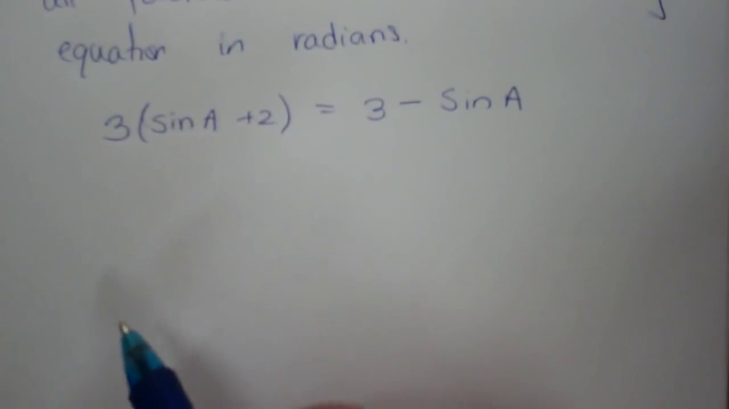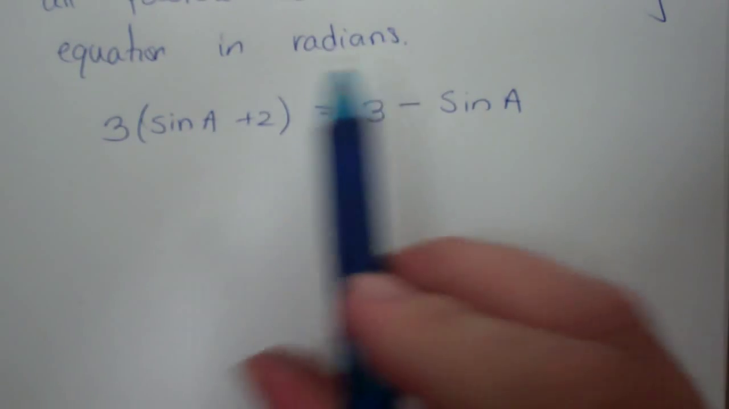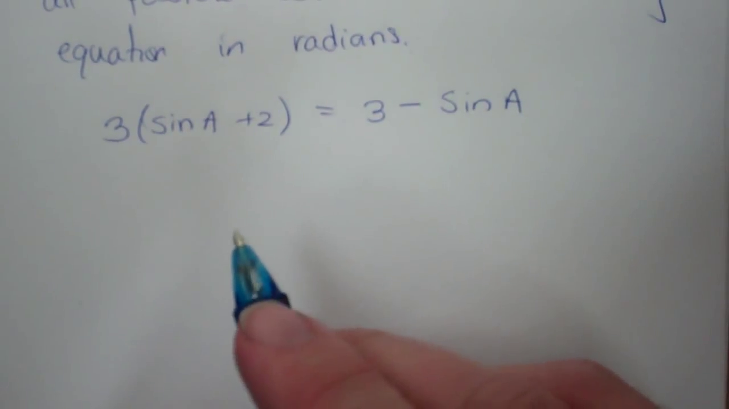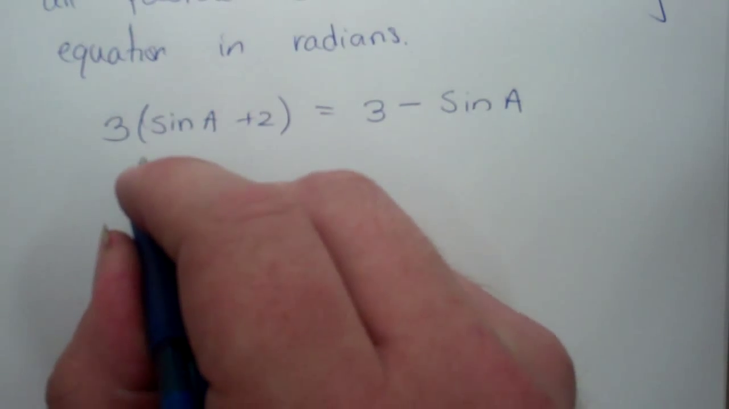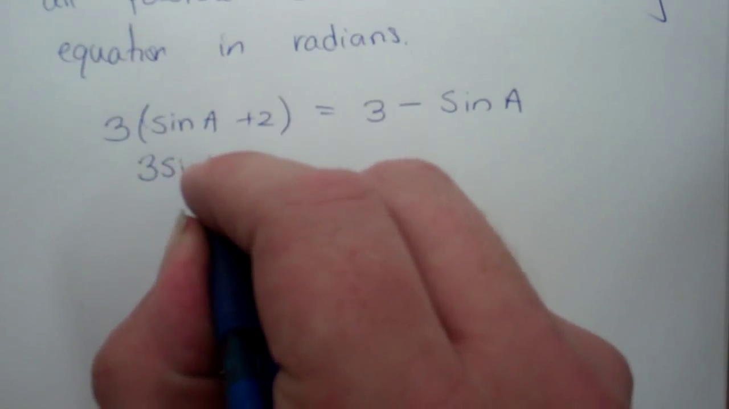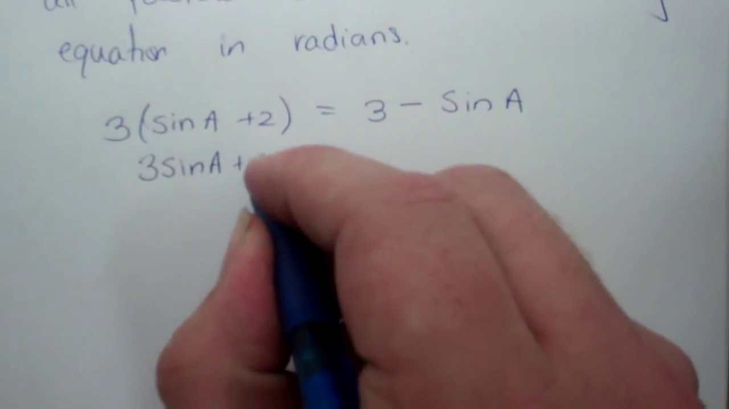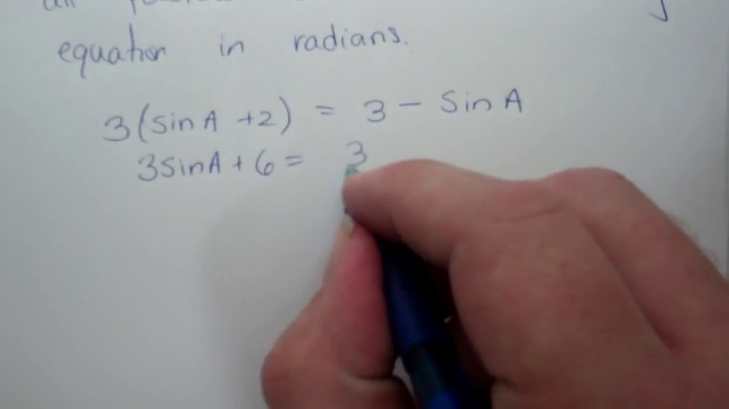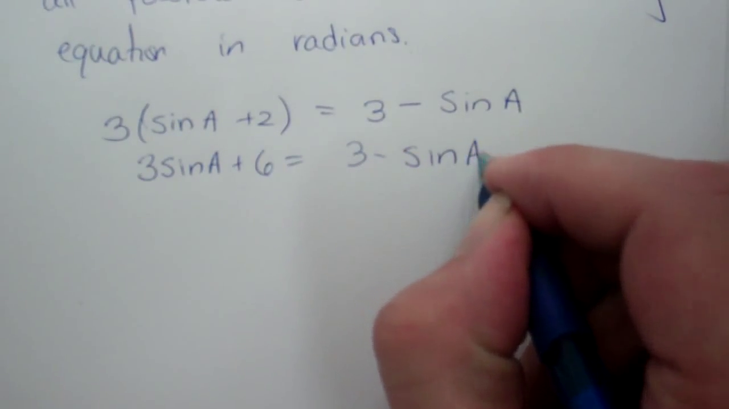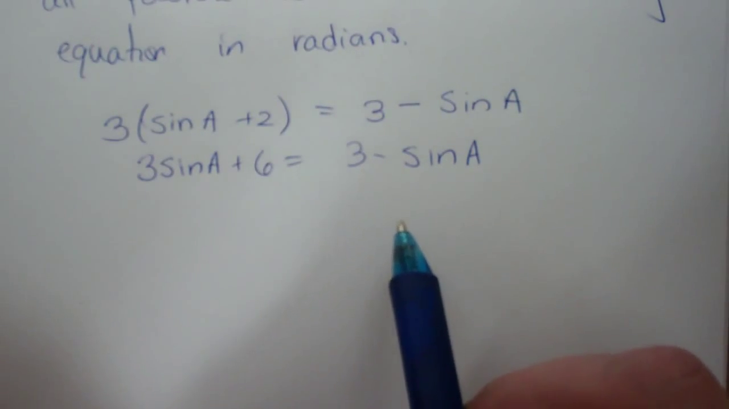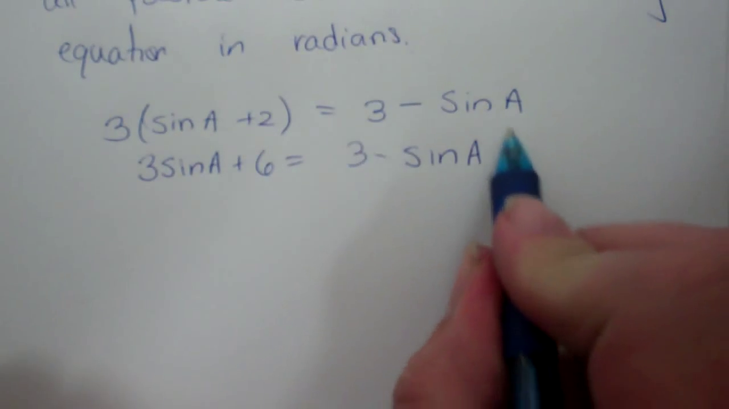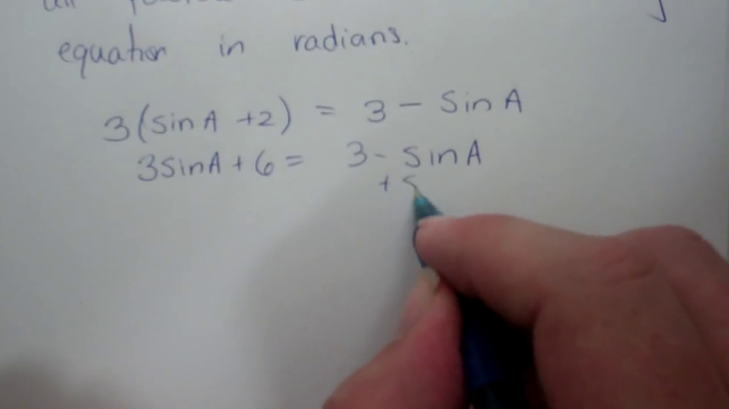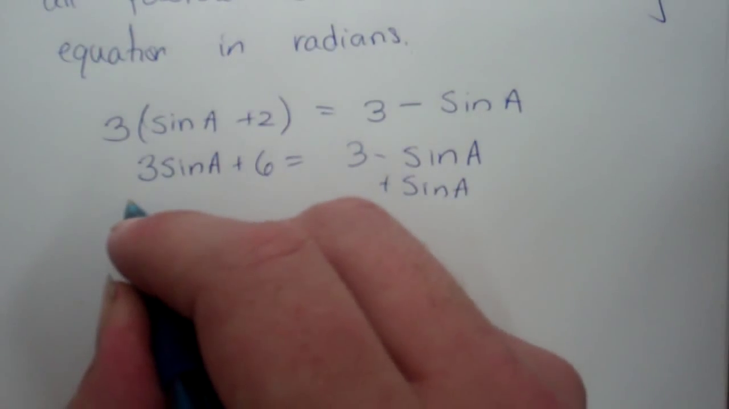Okay, so we need to isolate the sine of a. We need to isolate the function part first. So the first thing I'm going to do is distribute this 3. So we get 3 times the sine of a plus 6 is equal to 3 minus the sine of a. To isolate the sine of a means that we'll have just one sine of a on one side. I'll get rid of this negative sine of a by adding the sine of a to both sides.